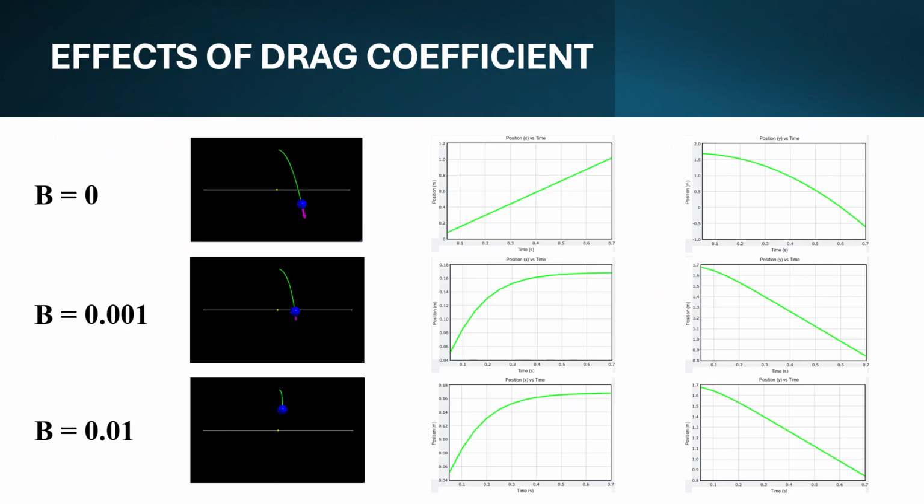So here are some of the effects of the drag coefficient. I ran through the computational model with b equals 0, b equals 0.001, and then b equals 0.01. And as you can see, as the drag constant increased, the graphs for position over time changed drastically, showing that it was traveling less distance over time.